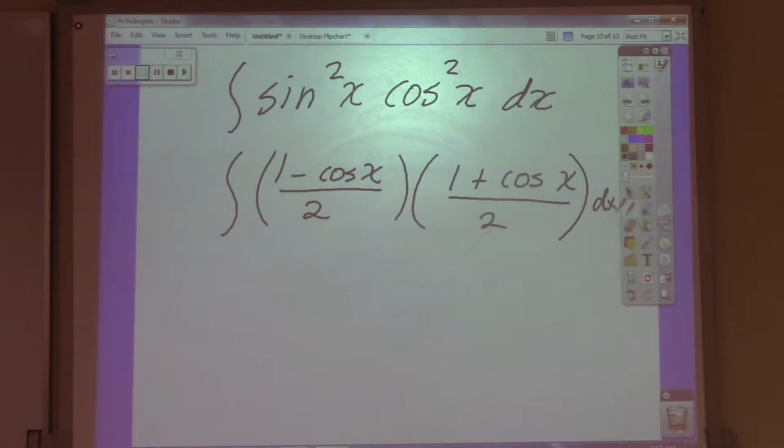Could you just leave the other one as cosine squared, or would you have to use the identity for it? Well, you want to change it because now you can factor out a 1/4. And you factor out a 1/4, see what you get. It'll make it easier to work with. Then you have the shortcut. All the rest of it's out.